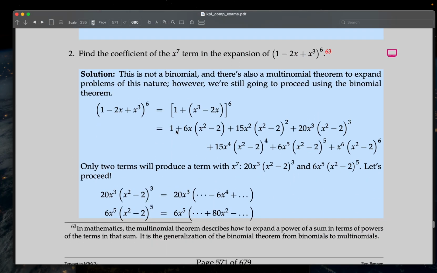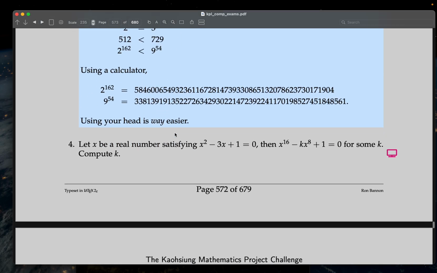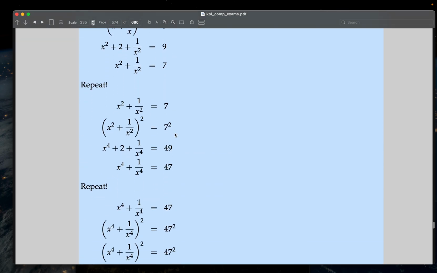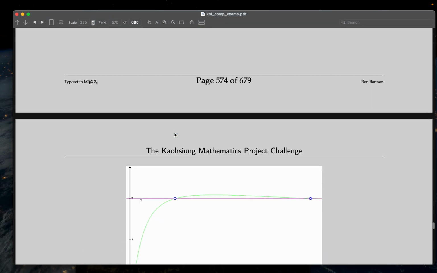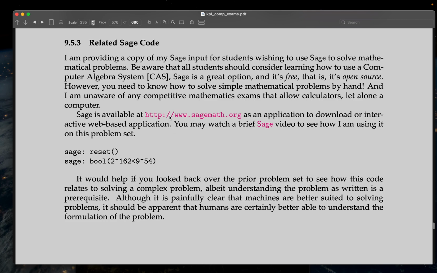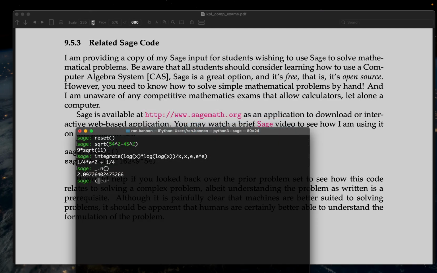Now, of course, my goal here is saying that it's great to be able to do things by paper and pencil, and I think that's the first thing you should be doing. But you should also realize there's a place for machines, and we should learn how to use a machine. So I give you this related Sage code, and let me show a simple example. I'll call up Sage again. Let me clear my screen.